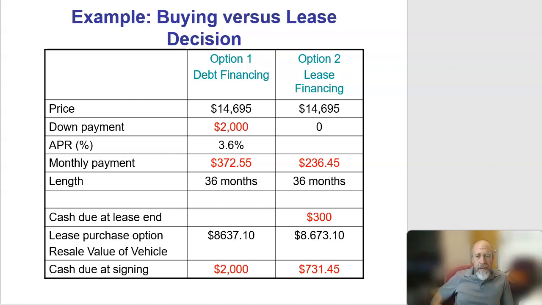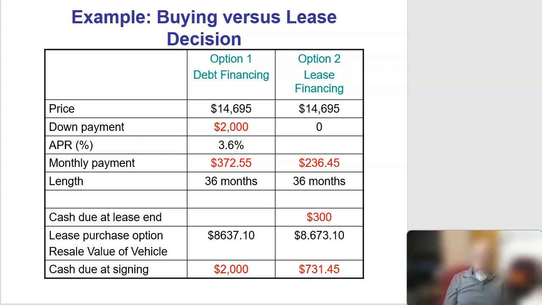What you will see all the time is, what would you say if we can get you into this vehicle for $372.55 a month? The leasing option at $236.45 is still much less. Either way, 36 months, and a very common option in the lease options is the cash due at the end of the lease. It just kind of looks like another payment towards the end.